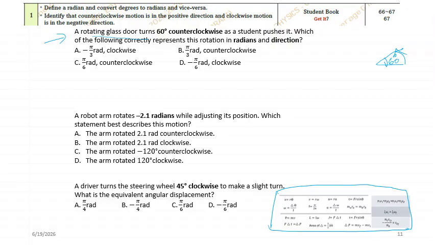Now a student pushes it with the following. Currently represent a rotation in radian and direction. The student applies a force, and as it is rotating, it is rotated at an angle of 60 degrees. They demand that you convert this into radian and choose the appropriate answer. So it's an easy question, I believe.